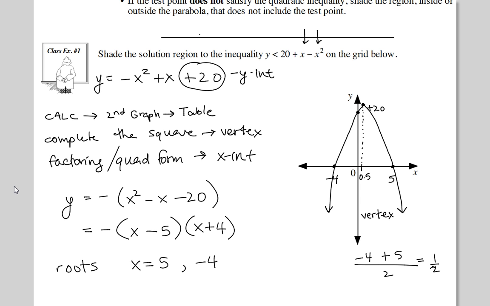Now, my question for you is, do I shade above or below for this inequality? Above the line or below the line? Less than. And did I draw my quadratic properly? Or should I have used a dotted line?